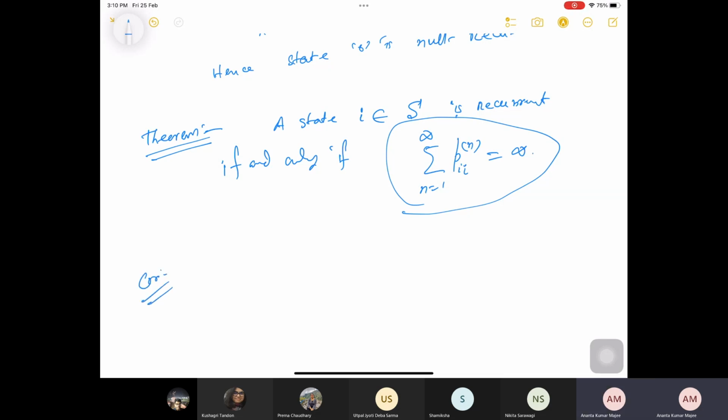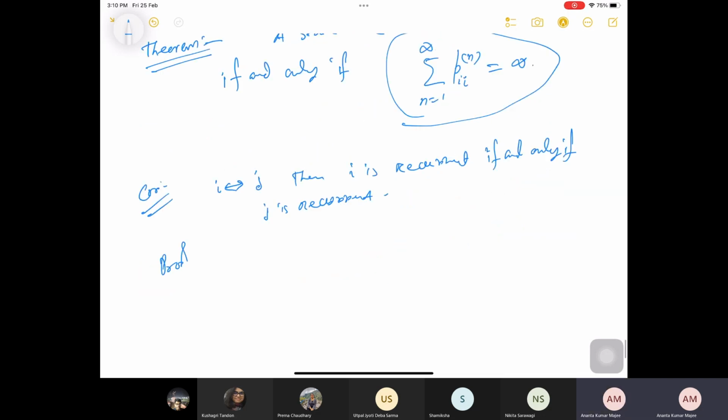You can expect that if I have two states, suppose I and J, and they communicate with each other, then if one is recurrent, the other would also be recurrent. So that is my corollary. If I and J are two states and they communicate with each other, then I is recurrent if and only if J is recurrent. So let us look at the proof.